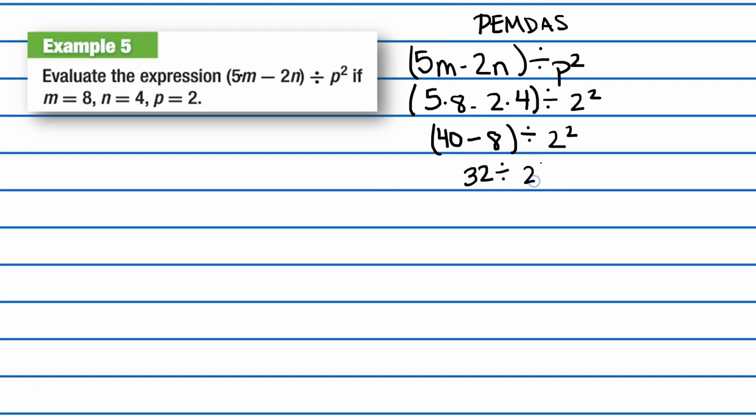And then I had divided by 2 squared. Now I can cross off the P. And we do have exponents, 2 times 2, which is 4. So 32 divided by 4 gives us 8. And that's it.